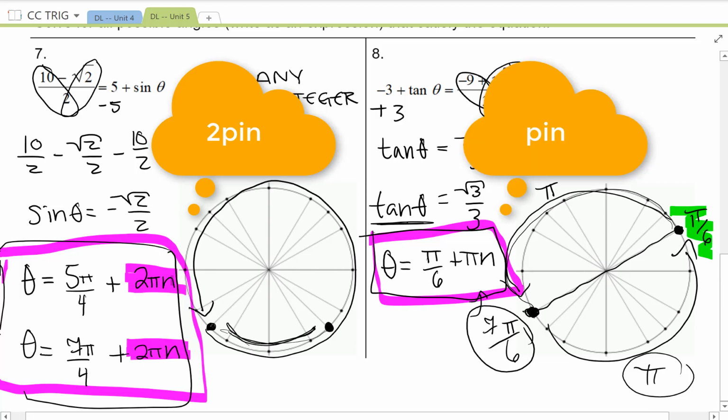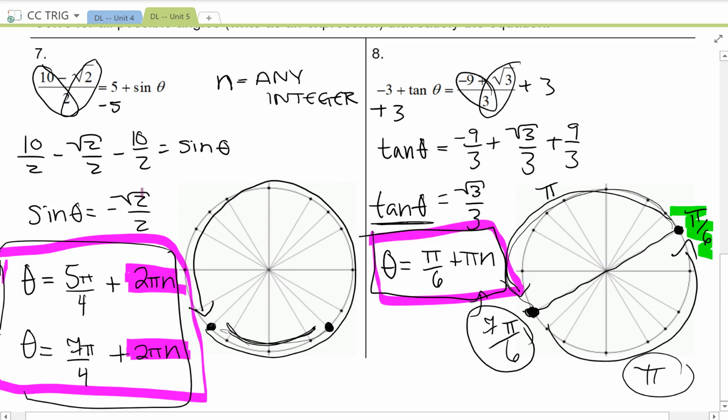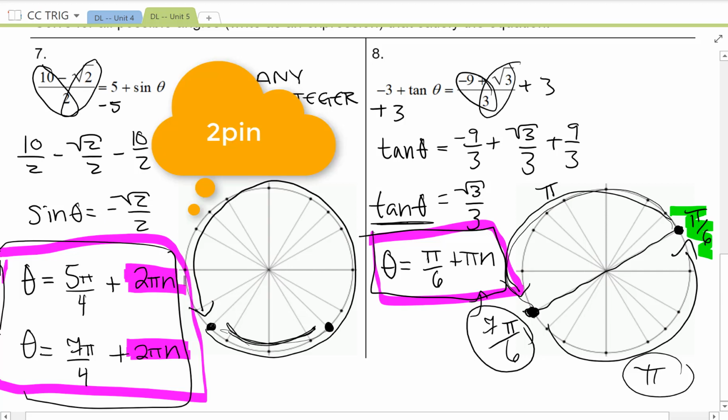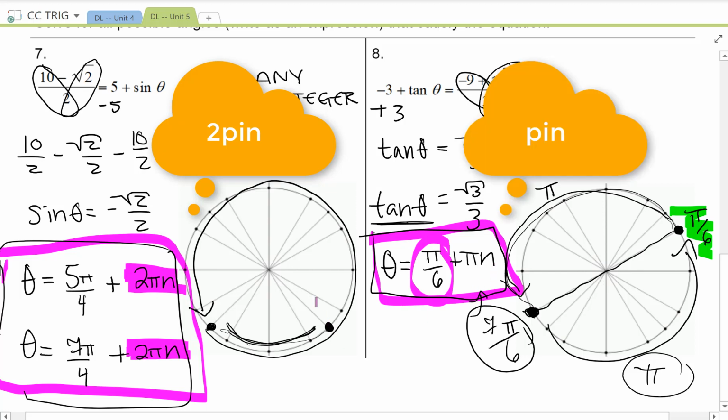So you're going to take whatever angles you get between 0 and 2 pi, and then to write an expression for all solutions, you just add 2 pin. If you have tangent, you take the smaller angle and you add pin, and you'll cover all the solutions.